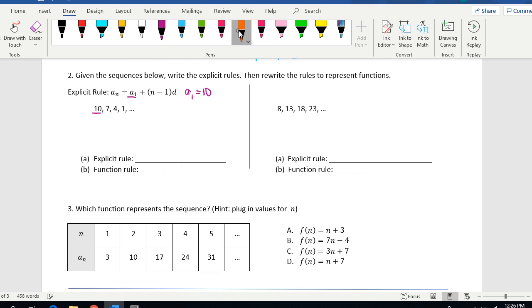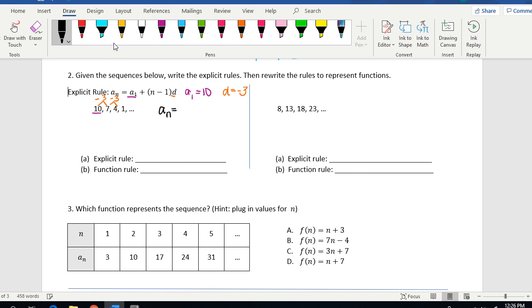All right, so here I'm going to identify my first term, which is 10, and then I have to identify my common difference. So how do I get from one term to the next? I am subtracting 3. So my d equals -3. I'm going to plug these two numbers into my formula. So everything else stays the same.